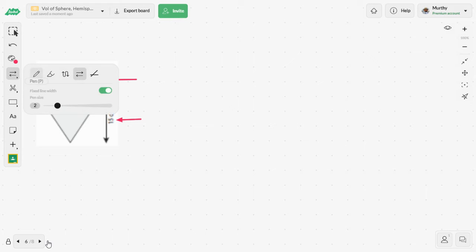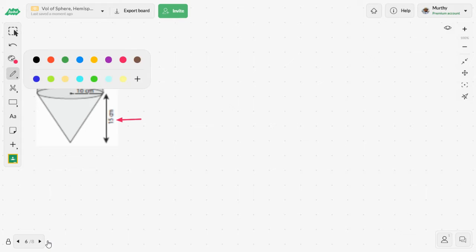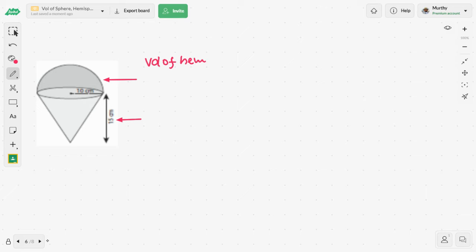Right? Therefore, this is the combination of two. The first one is a hemisphere. So I have to compute the volume of a hemisphere first, and I have to compute the second part, which is the volume of a cone. Okay, so let me write both the formulae.